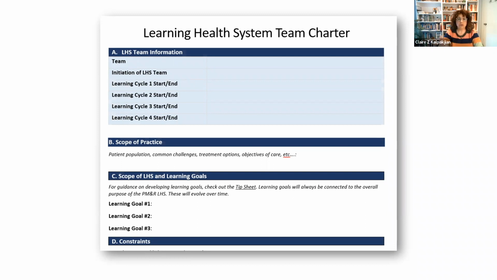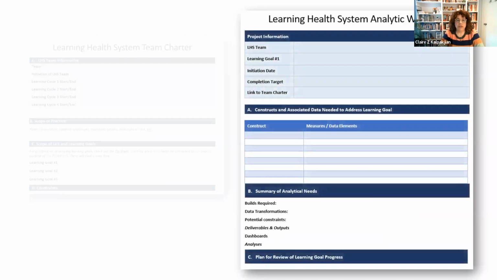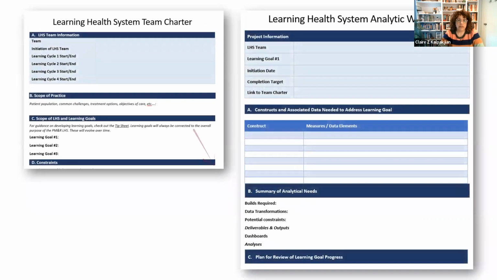And this charter also helps us document what is the scope of practice, who are the patients, what is the overall characterization of that. And then there are a few other elements, but the most important element is this is where the learning goals are written down. So we literally have this open when we have meetings with our teams, particularly when we start, and we just start writing. And the other document that I wanted to share is what we call a data analytics work plan.